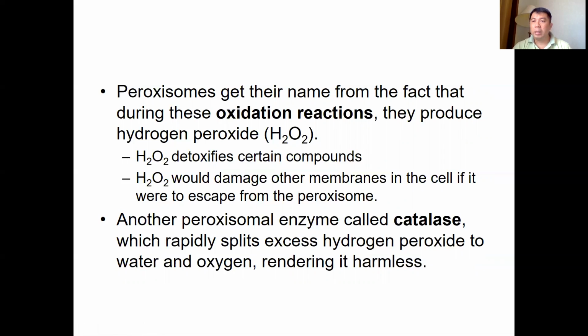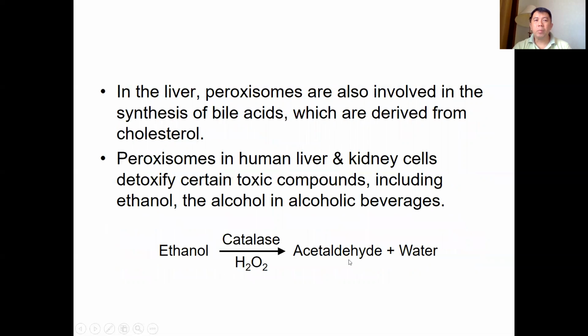That is why in the peroxisome there is another enzyme known as catalase, which rapidly splits the excess hydrogen peroxide into water and oxygen, rendering it harmless. In the liver, peroxisomes are also involved in the synthesis of bile acids, which are derived from cholesterol. In human liver and kidney cells, the peroxisomes detoxify certain toxic compounds, including ethanol.